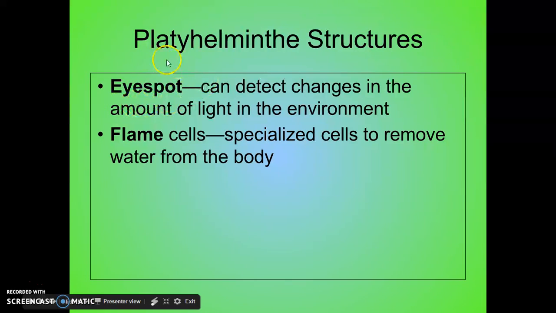This right here is an eye spot, and it can detect changes in the amount of light in the environment, kind of like when you close your eyes and then move your hand in front of them, or someone walks in front of you when you're trying to sleep. They cannot detect color, shape, anything like that. Flame cells are specialized cells to remove water from the body, and I would highlight both of those.